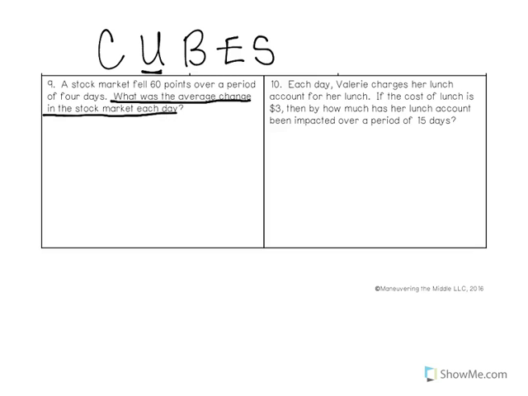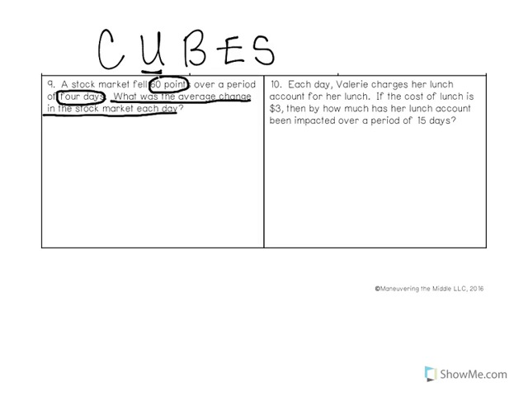Okay, so now we're going to circle any important numbers. The stock market fell 60 points. So the 60 points is an important number over a period of 4 days, and 4 days is also important. And even though sometimes they don't put the numbers, they write them in words, they're also still relevant.